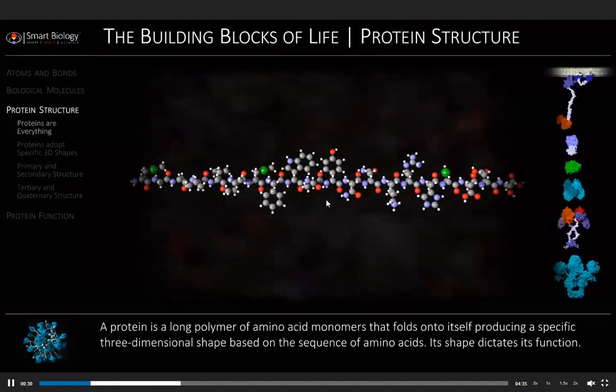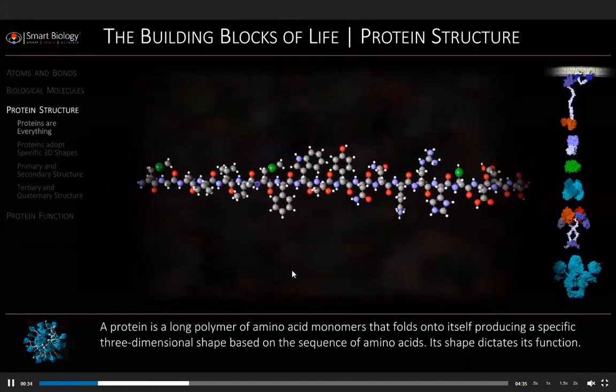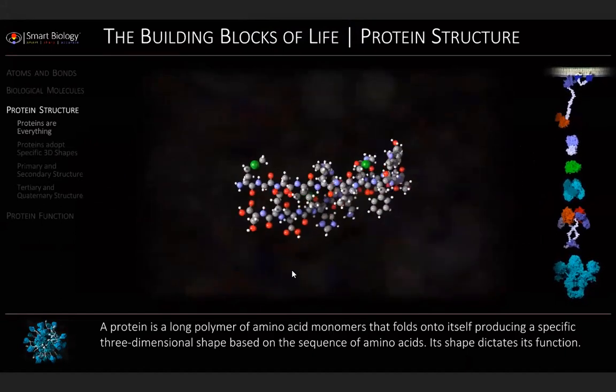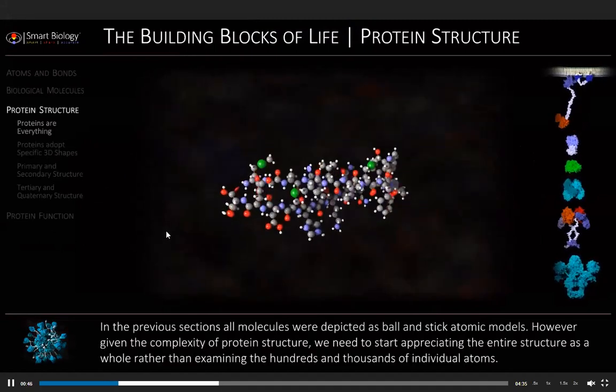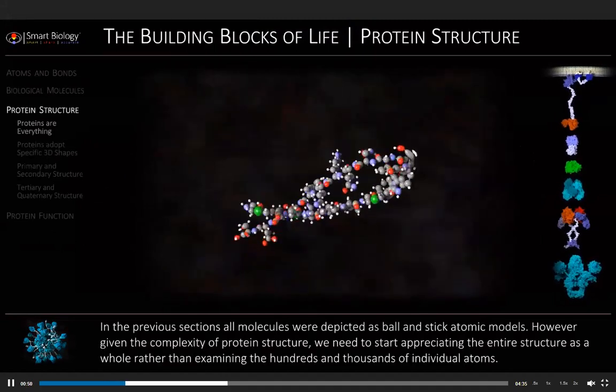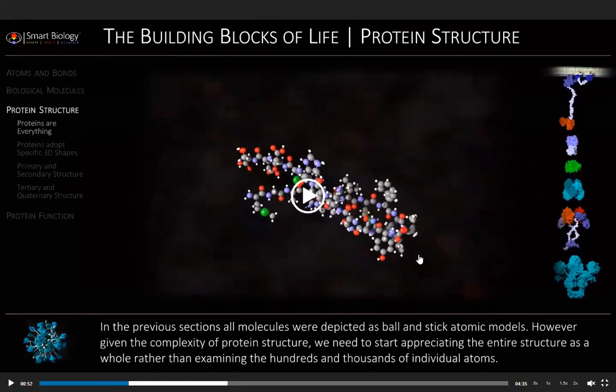So proteins, as we just saw, are a long polymer of amino acids. It folds onto itself, producing a very, very specific three-dimensional shape. So here, mostly we represent, I mean, in this book, the carbons are represented by these gray circles and as ball and stick atomic models. But since the protein structure is very, very complex, they will simplify the picture a little bit. And let's have a look now.